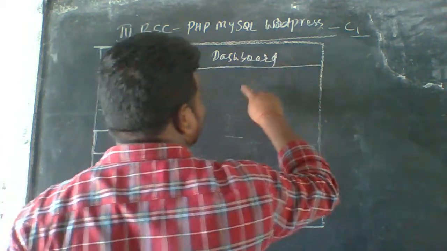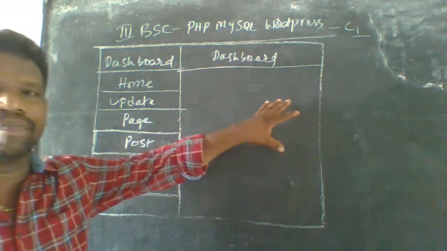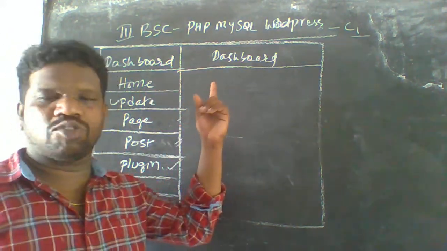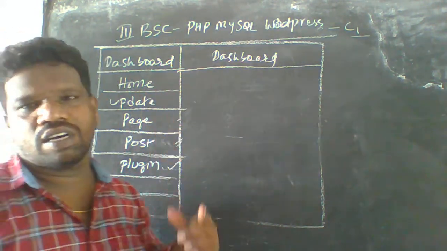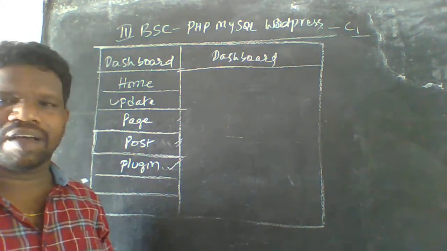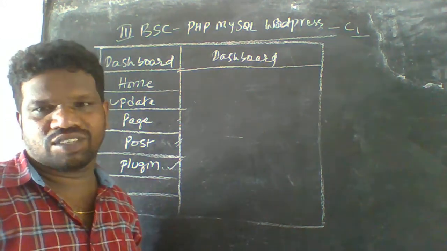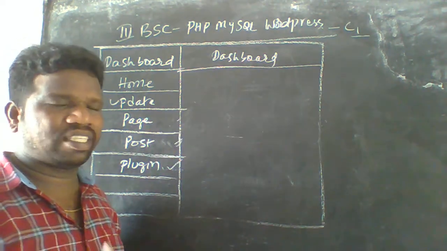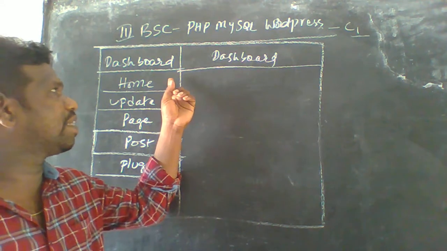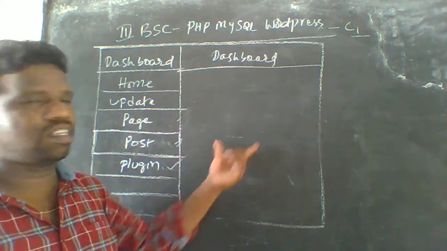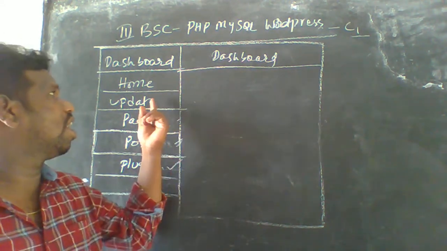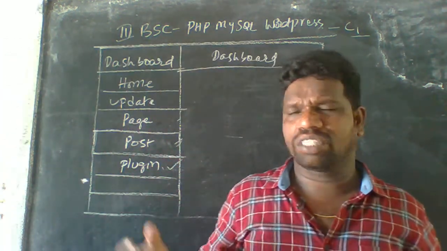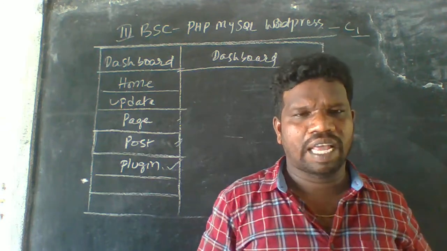This page will change based on the tabs here. There are a number of tabs available, similar to MS Word. In MS Word, we see the Home tab, Insert tab, Page Layout, Reference, View, Mailings. In the same way, when we press Home it shows some data, and when entering into Update it shows other data. That's why there are a number of tabs available here.